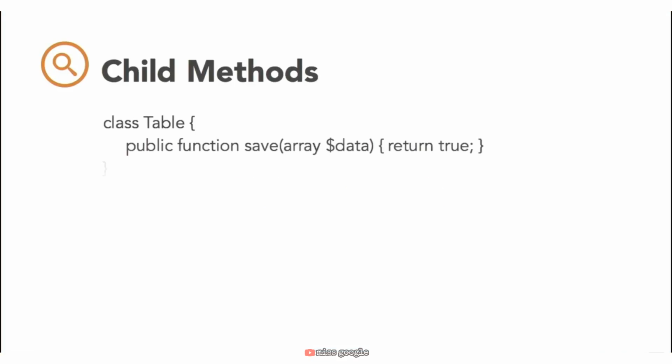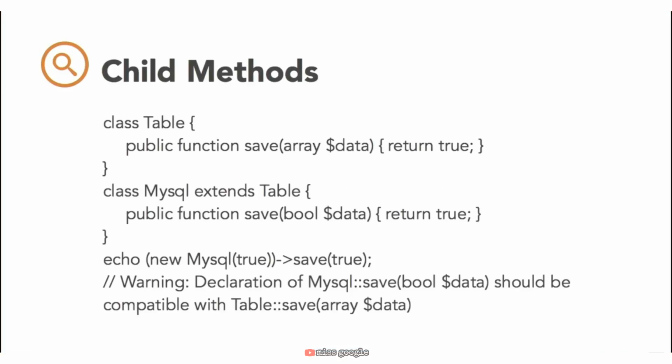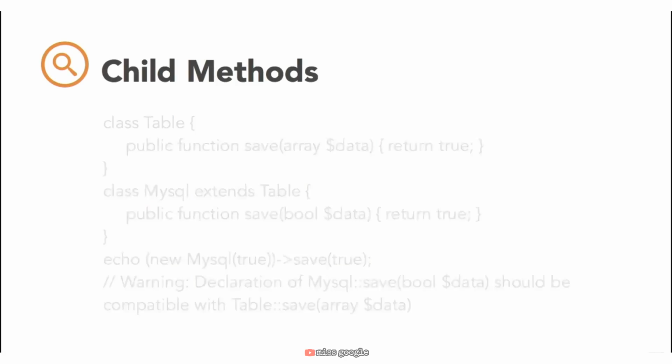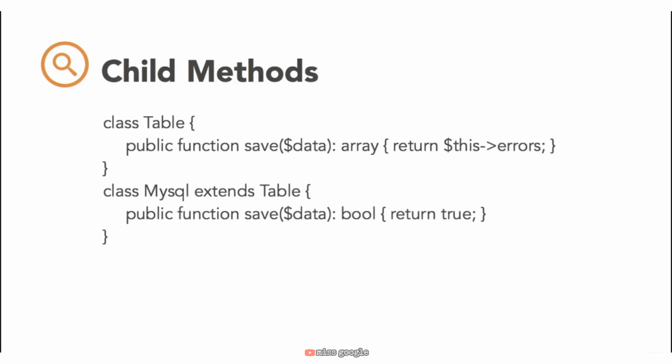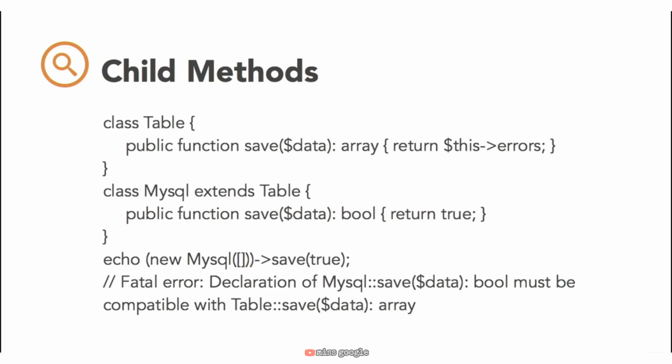In this case, we have a function type declaration different between the parent class Table, which accepts an array, and MySQL, which accepts a Boolean value. In this particular case, we'll get a warning displayed. When we attempt a similar action only with the return type declaration, we get instead a fatal error. Table declares it's going to be returning an array, and the child class MySQL says it will return a bool, and well, that's frankly a problem for PHP.